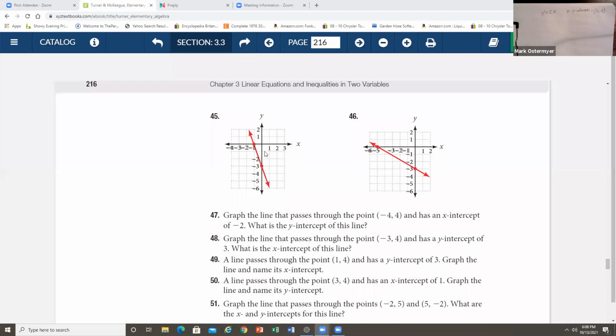What's the x-intercept for 45? Not (0, -1). I mean, (-1, 0). Yeah. What's the y-intercept for 45?